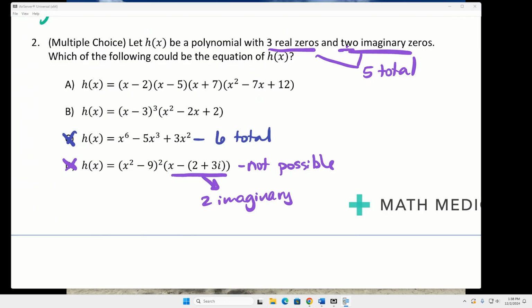What I'm going to do is take this one and see if I can factor it. Are there 2 numbers that multiply to get 12 and add to get 7? What do y'all think? 3 and 4. Yeah. So this one actually has 5 real zeros, so it is not the answer. Our answer is going to be B.